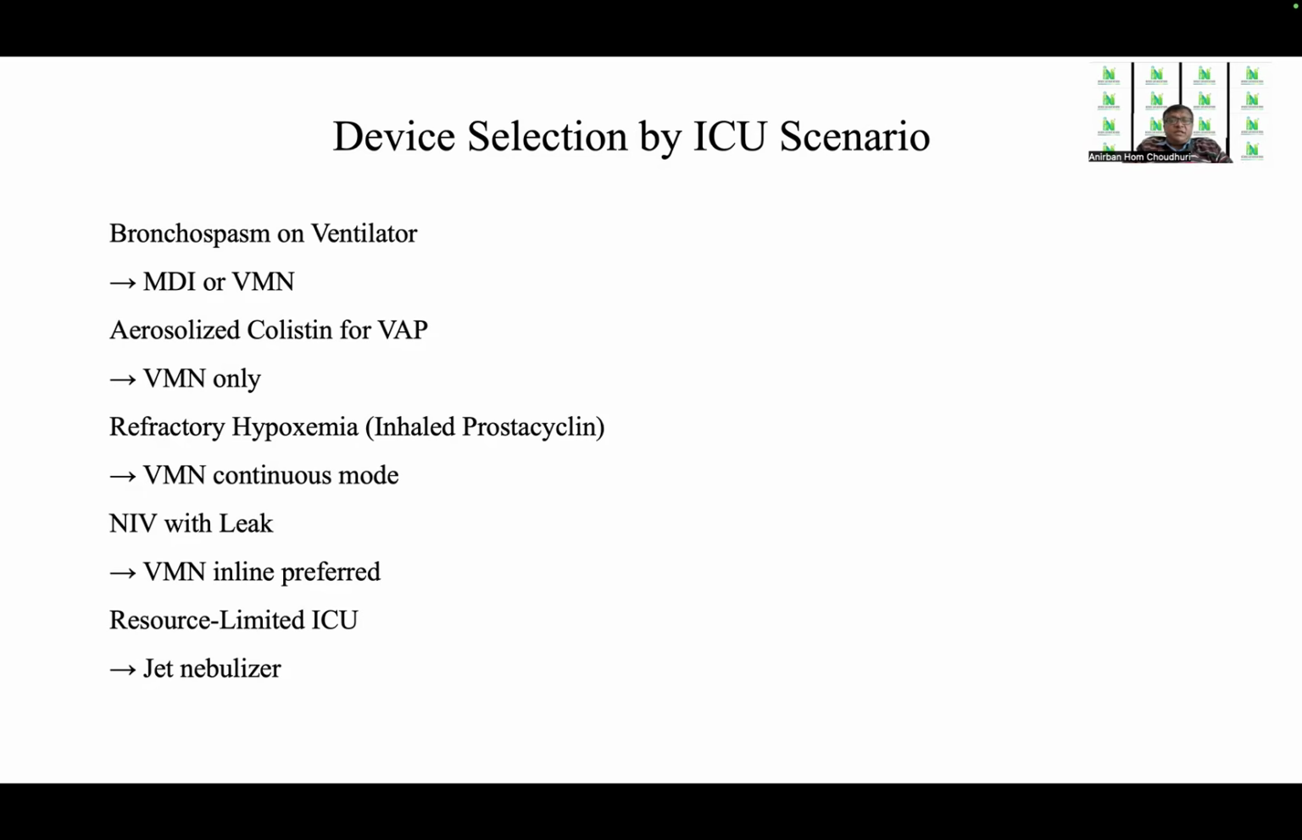So if we go by device selection by ICU scenario, if the patient is having bronchospasm on ventilator, we have to go for either MDI or vibrating mesh nebulizer. To deliver aerosolized colistin for VAP, use only vibrating mesh. For refractory hypoxemia, where we deliver inhaled prostacyclin like epoprostenol, we use vibrating mesh nebulizer in continuous mode. In NIV with leak, where some amount of leak is inevitable, we prefer vibrating mesh nebulizer inline. And in resource limited settings in the ICU, of course, there is nothing better than the jet nebulizer.